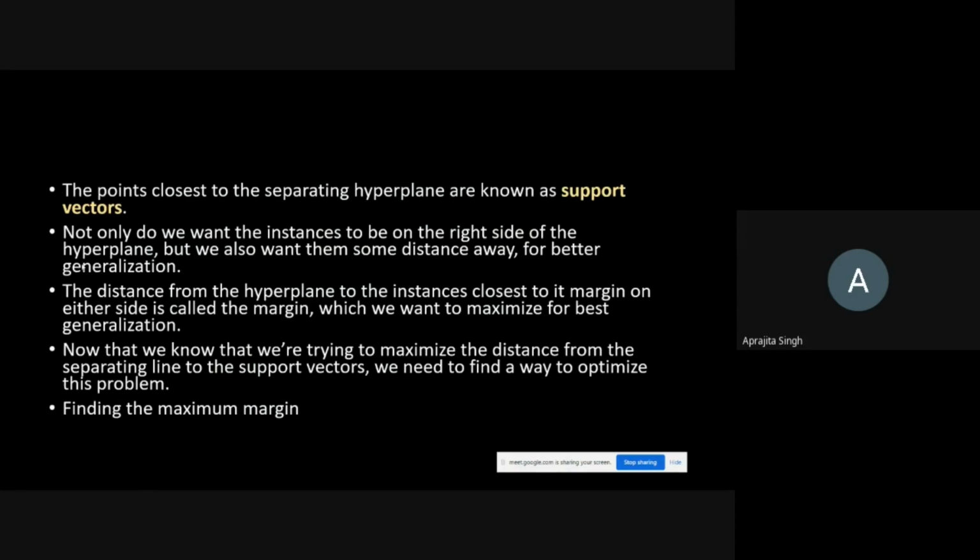Okay. Not only do we want the instances to be on the right side of the hyperplane, but we also want them some distance away. That's why we are looking at big margins, isn't it? The distance from the hyperplane to the instance closest to its margin on either side is called the margin, which we want to maximize for the best generalization.